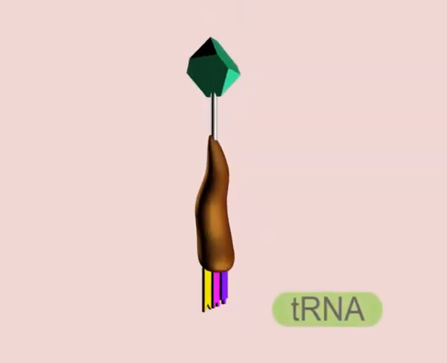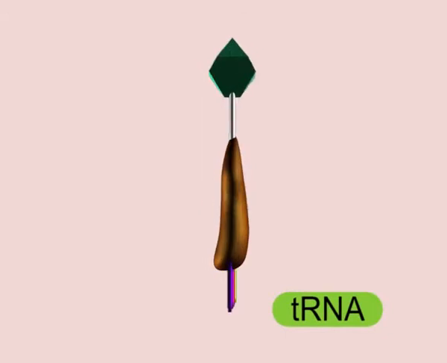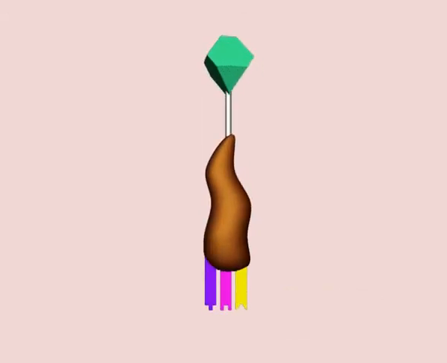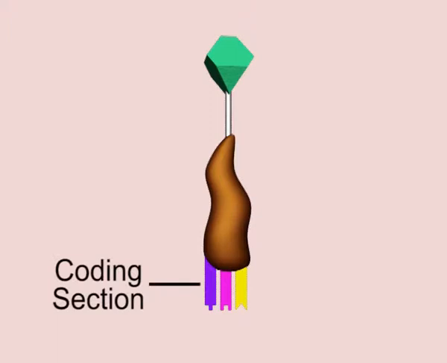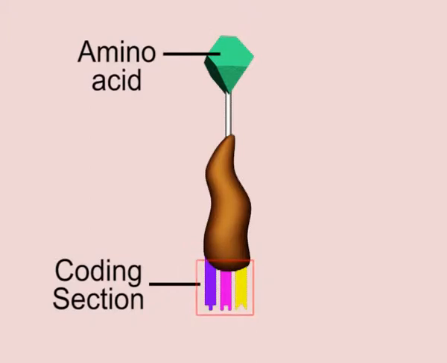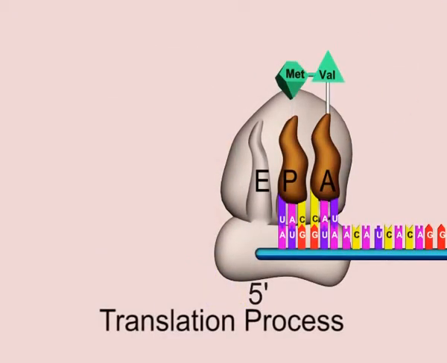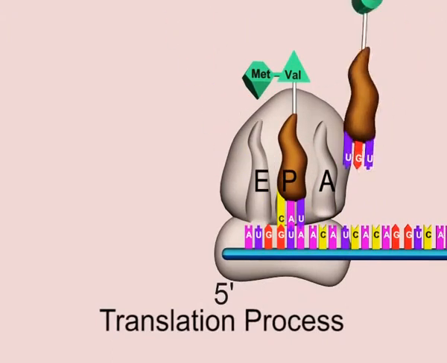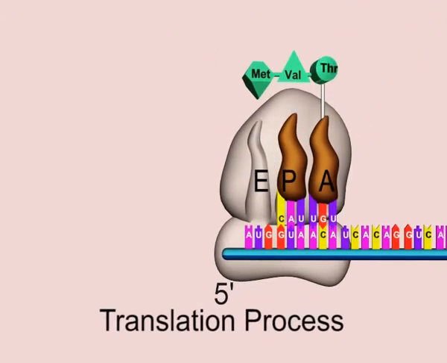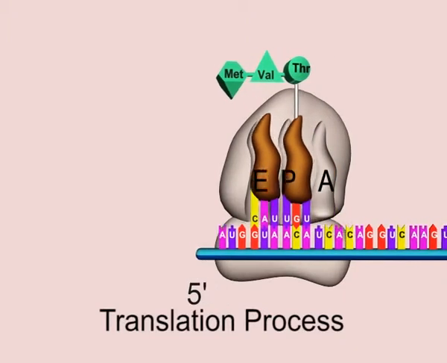This is tRNA, means transfer RNA. It has a coding section and an amino acid carrying section. The code identifies which amino acid is carried so that the proper amino acids are used by ribosomes during protein synthesis. So, tRNA transfers specific amino acids to the growing chain of polypeptide during translation.